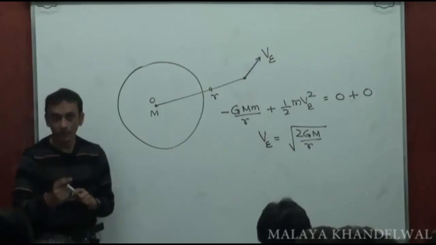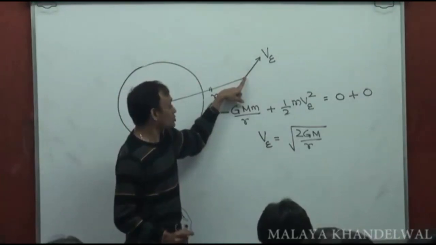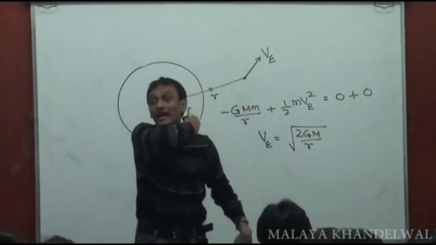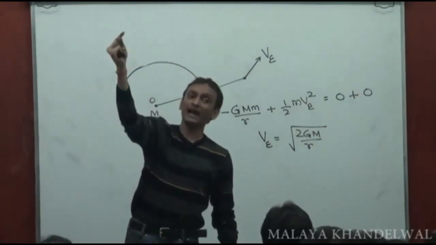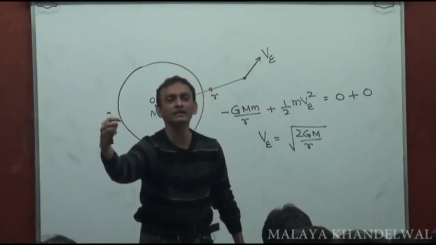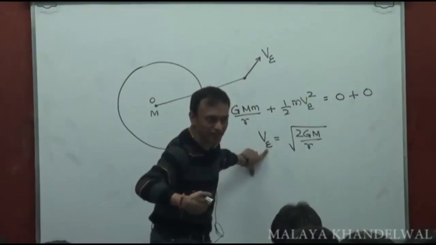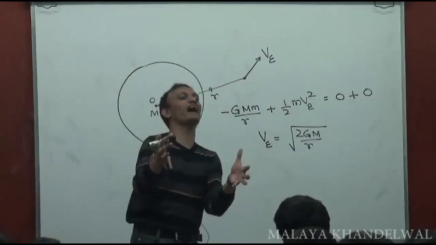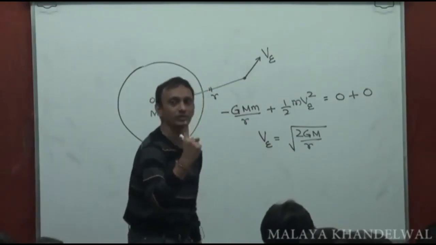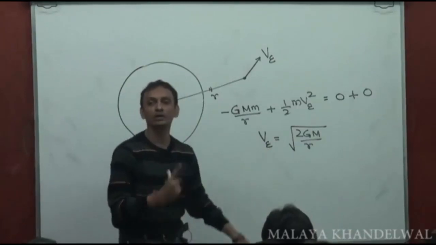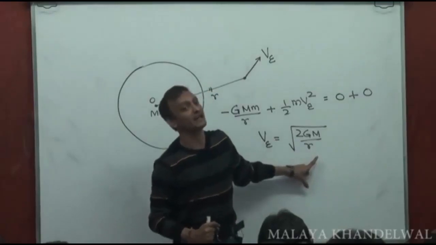right? Which means if you impart at a distance small r from the center of the Earth a velocity equal to Ve, the particle will escape the gravitational pull of the Earth. It will move on to infinity, and by the time it reaches infinity, it would be dead on its kinetic energy front. But if you provide a velocity greater than the escape velocity, it will still escape to infinity, but will have some remaining kinetic energy. So the minimum velocity that you must impart to a particle so that it could escape to infinity is root 2GM by small r, which is called the escape velocity.